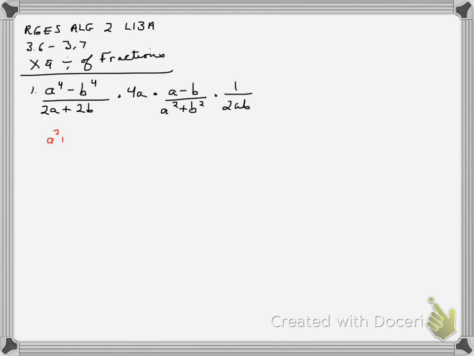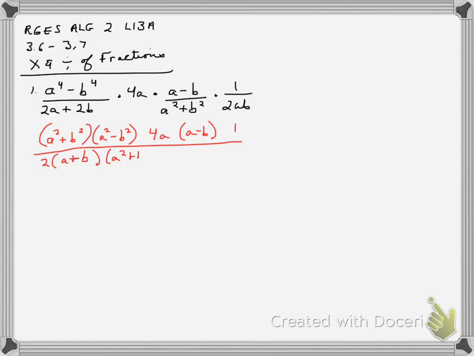So I'll first have a squared plus b squared times a squared minus b squared. I'm just going to do all the numerators first. Next I'll have 4a. Next I'll have a minus b. Next I'll have a 1, which really doesn't amount to much of anything. All right, next I'll have a 2 times a plus b. No denominator in the second term. In the third term, I've got a squared plus b squared, which I cannot factor. And in the last one, I have 2ab, and that does not factor.